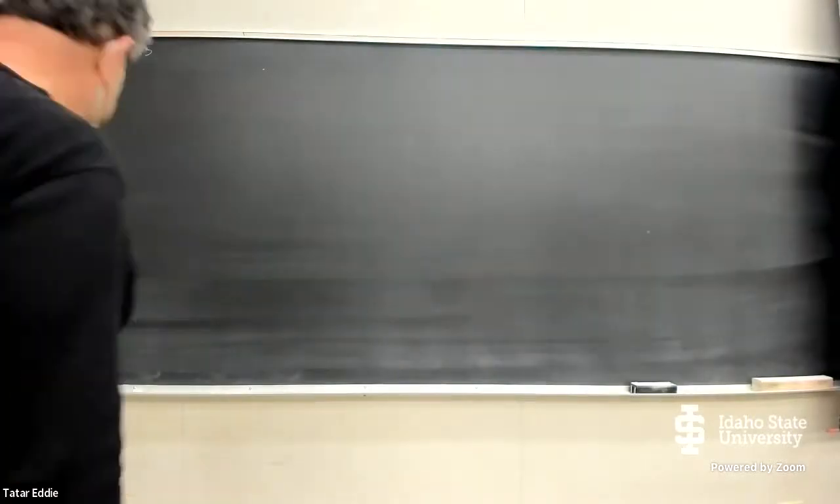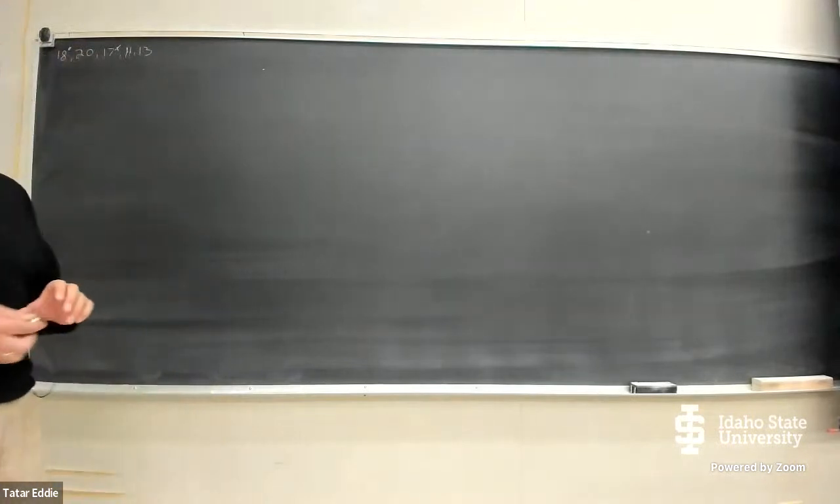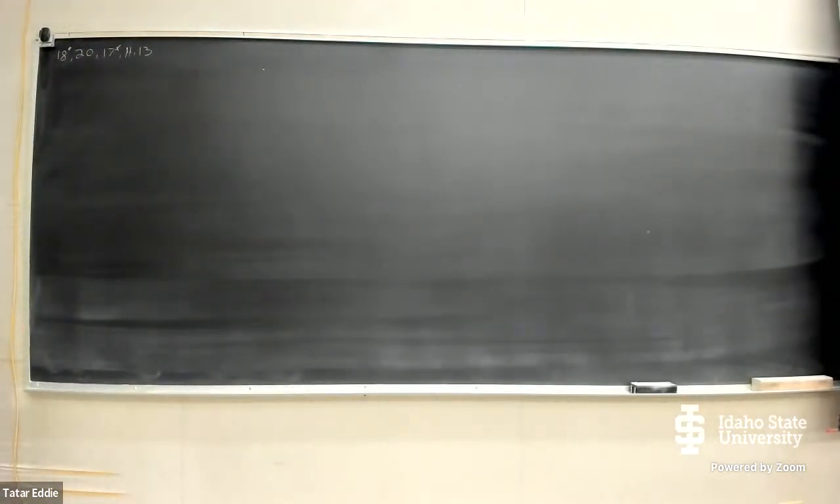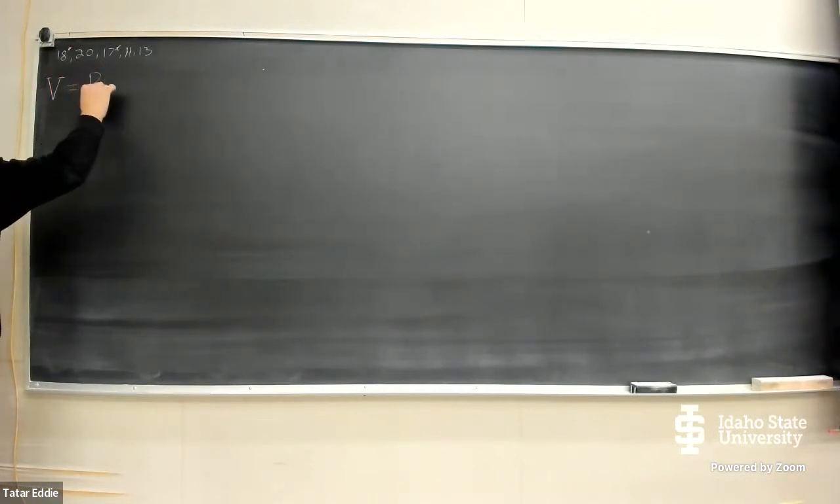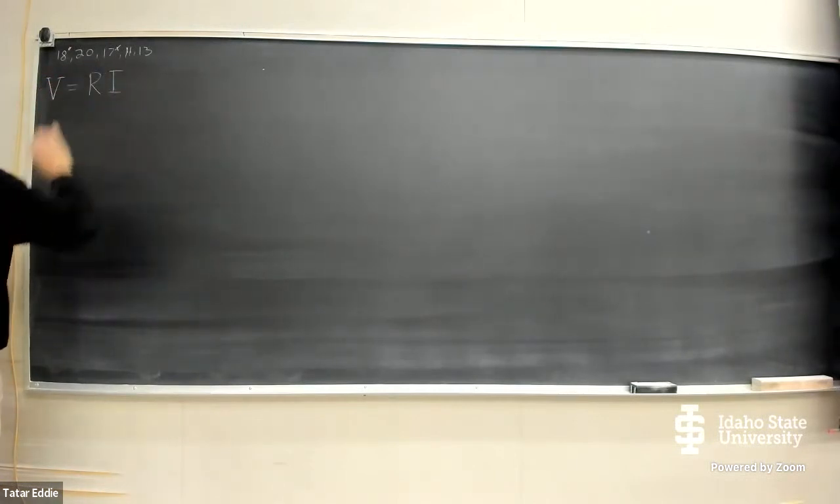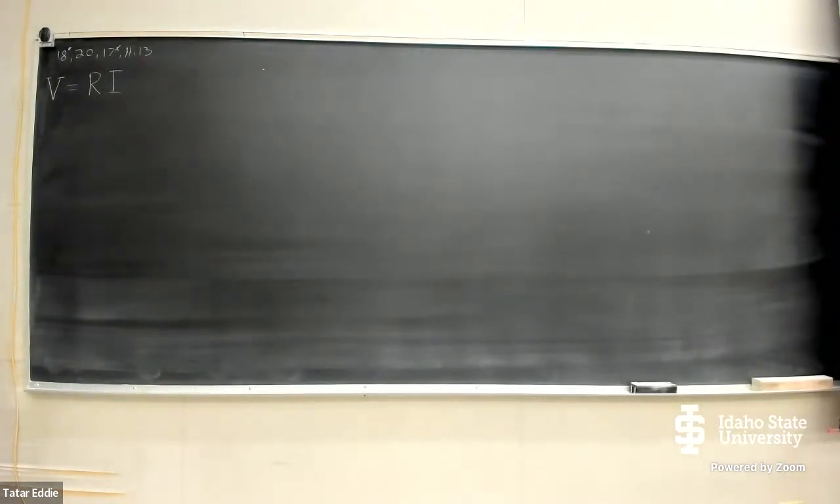So I will just write the equations that are important from this chapter only. And we start with Ohm's law, which says that the voltage across some resistor R is proportional to the current that flows through that resistor.